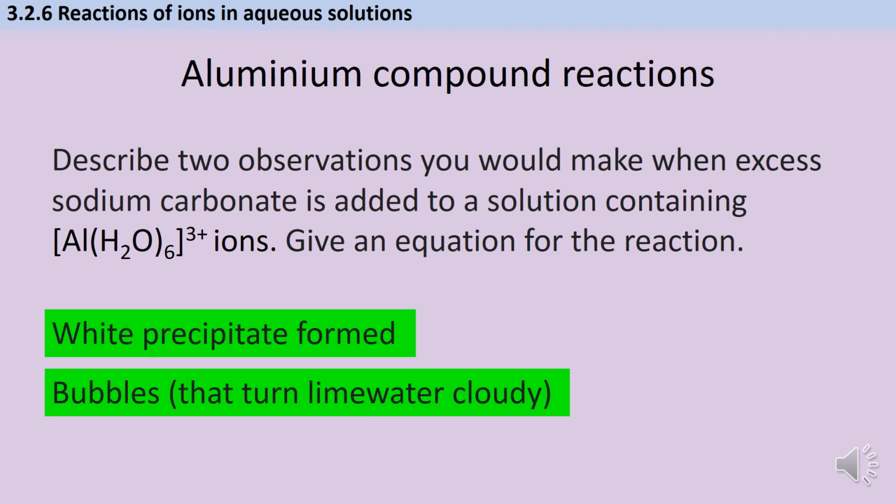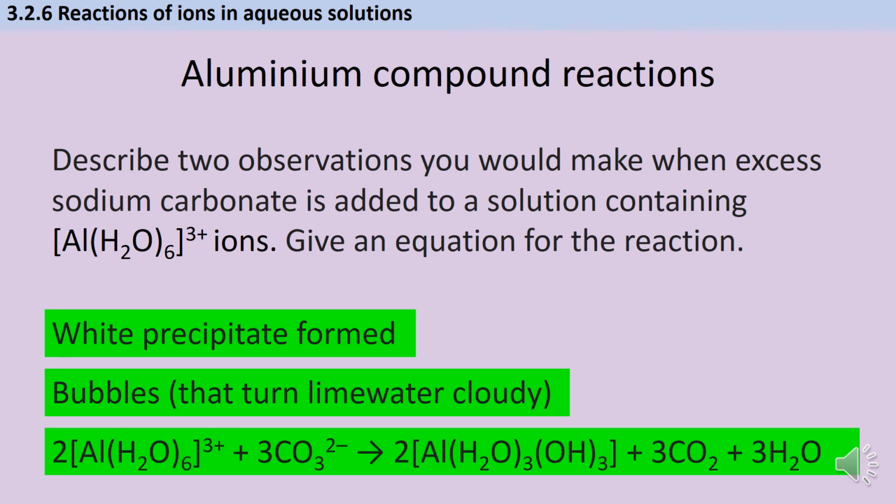And then the equation for this reaction is going to be what we've just seen. So if we've got those aluminium ions reacting with those carbonate ions, then we produce this solid precipitate and the carbon dioxide and the water.